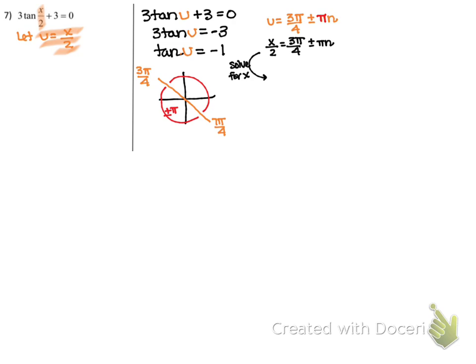This time I'm going to times by 2. So x is equal to, so this is going to be 3 pi over 2, or you could leave it as 6 pi over 4. They're the exact same thing. Plus or minus, times that by 2, 2 pi n. Okay, let's take a look at this guy. And I think this is the last one for our notes.